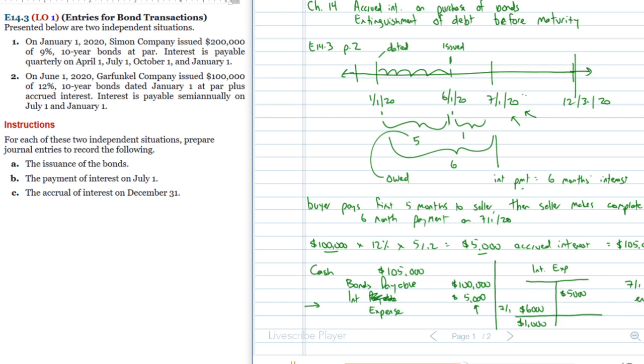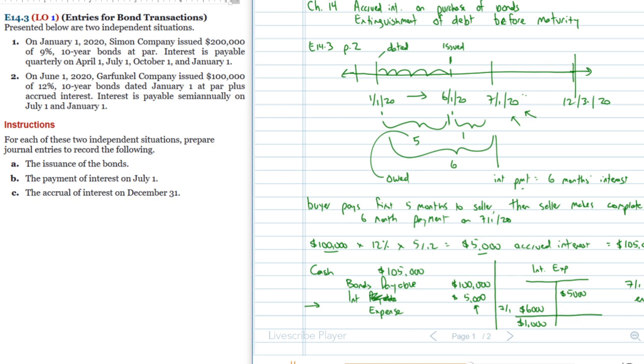Both in the amount of cash that we pay out and in how much we call interest expense and all that kind of stuff. So basically our 7/1 entry is just going to be a debit to interest expense for $6,000 and credit to cash for $6,000. That entry is not affected at all by the fact that the bond was issued 5 months late. So that's why we're going to do that.